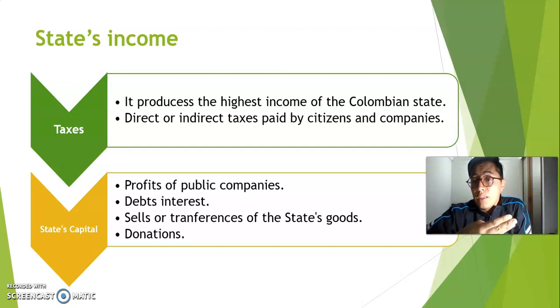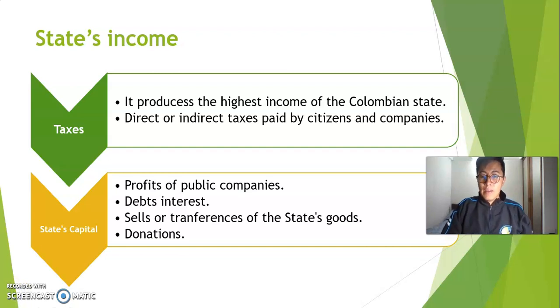The third way in which the state earns money is the selling or transferring of the state's goods, because as you know, the state also has some goods and also gives some services, and it receives some money from those transactions. And the fourth one is donations that some countries make, that some rich people make, or different situations when someone donates some money to the state.